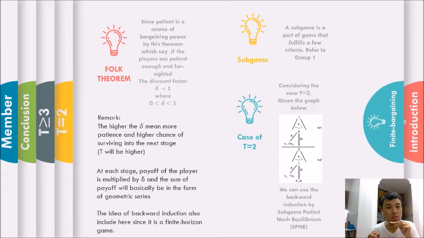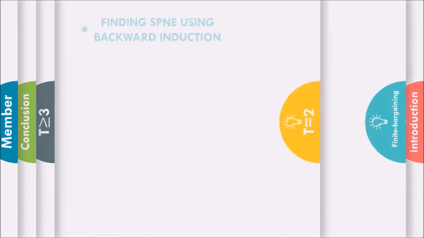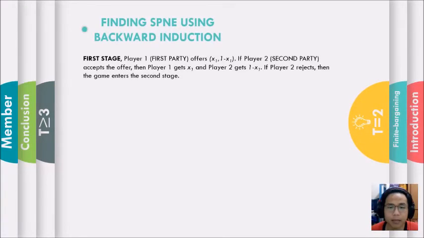And we are especially looking at the case of T equals 2. Because T equals 2, we can use backward induction with the subgame perfect Nash equilibrium, carried out by group 1. At the first stage of the game, player 1 will offer x1 and 1 minus x1. Then player 2 has two choices. If he accepts the offer, then player 1 will get x1 and player 2 will get 1 minus x1. If he rejects, then the game will enter the second stage.